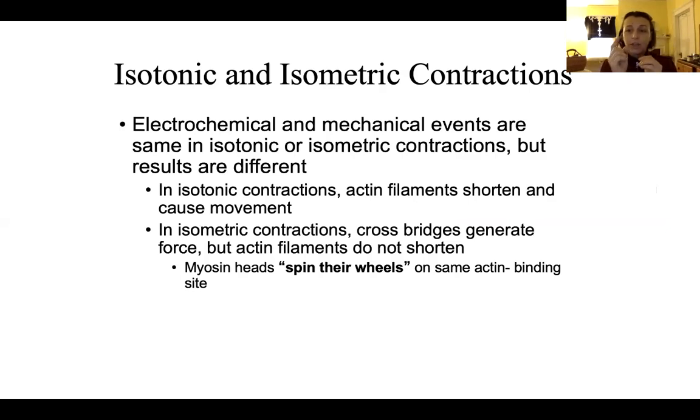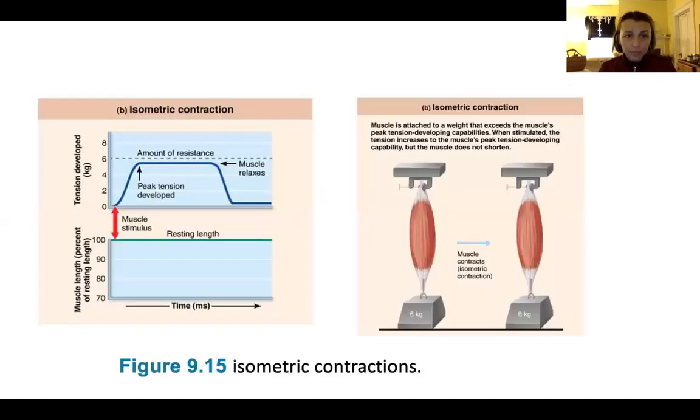So the cross bridging, which is that myosin globular head moving, it keeps moving, which we call spinning its wheels, but it doesn't cause the actin filament to shorten, but it generates that power, that force, or that contraction in that way. So that's an isometric contraction versus an isotonic when the actin filament shortens, which is really where we looked at muscle contraction when we started, right? We were looking at isotonic contractions.